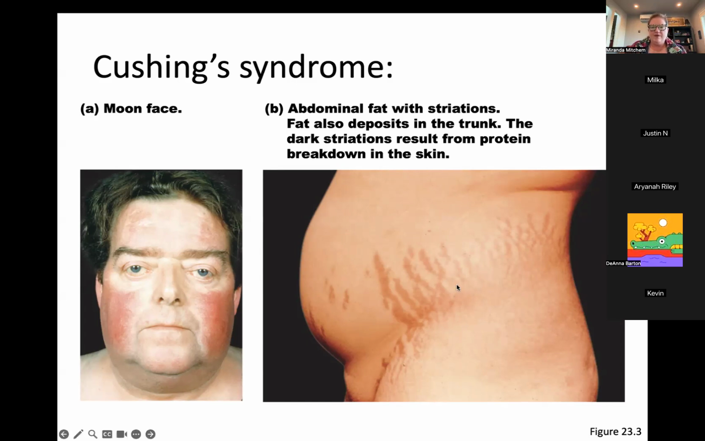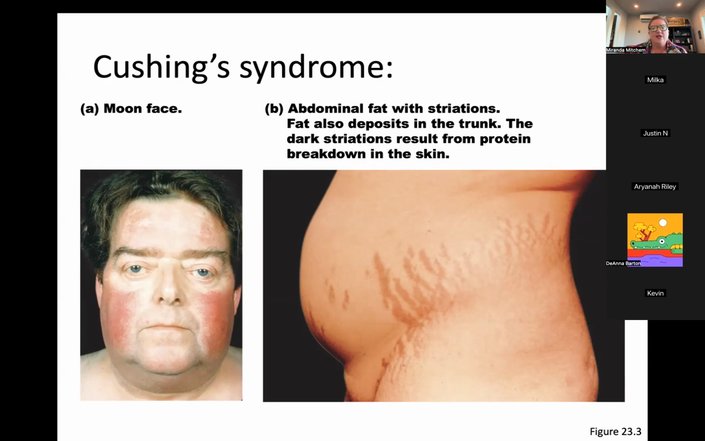And then here we've got an example of lipolysis, where we do have adipose tissue around our belly area. What's happening is it's breaking down the muscle protein itself, and you'll actually feel ridges. If you were to put your finger over them, you would feel bumps in the person's skin. These don't go away. These are permanent scars because it's broken down the muscle in that area.